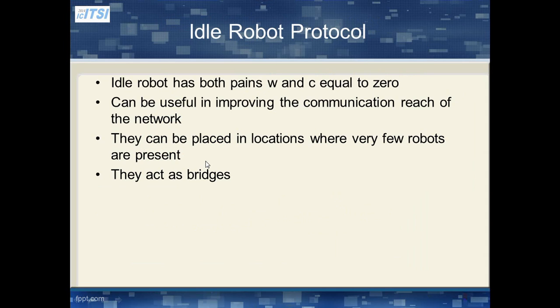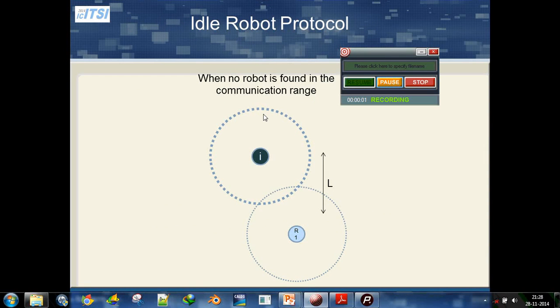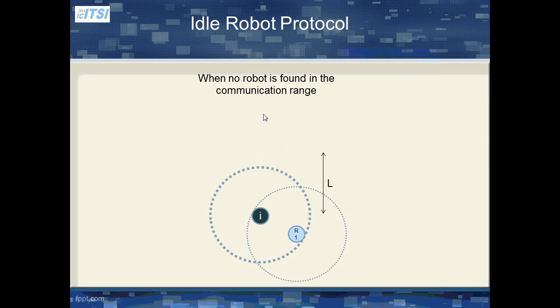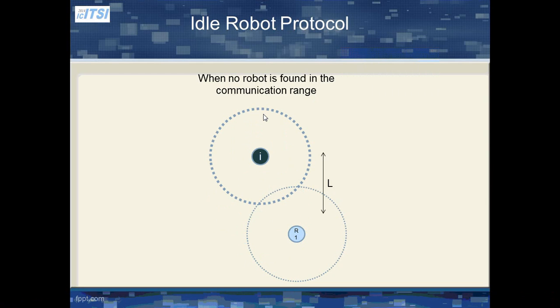Now for the idle robot protocol, an idle robot has both pain W and C equal to 0. We have already seen it in the abstract diagram. These idle robots can be used to improve the communication reach of the network. They can be placed in locations where very. In the idle robot protocol, when no robot is found in the communication range, the robot traverses the environment randomly.